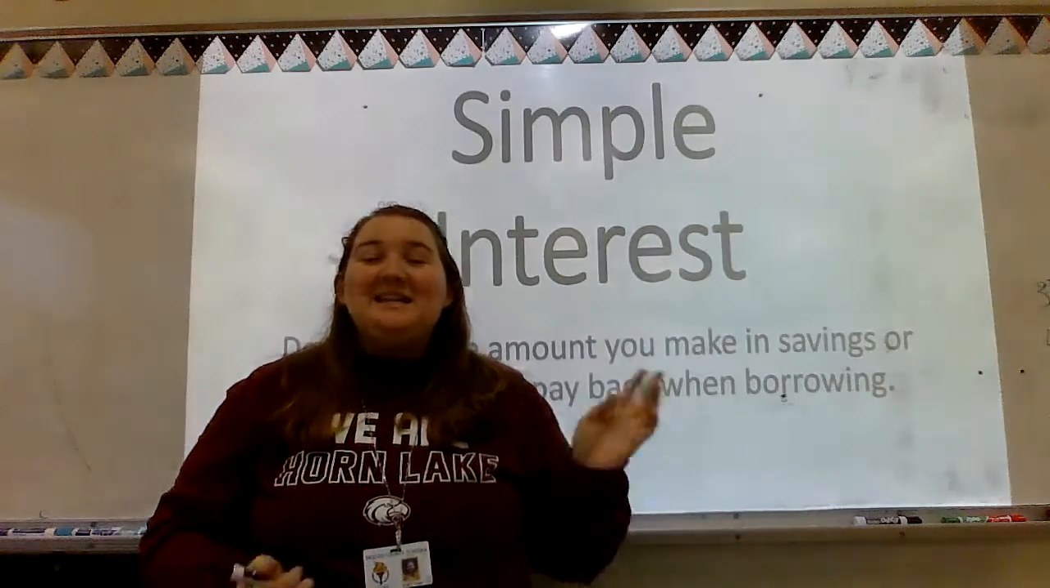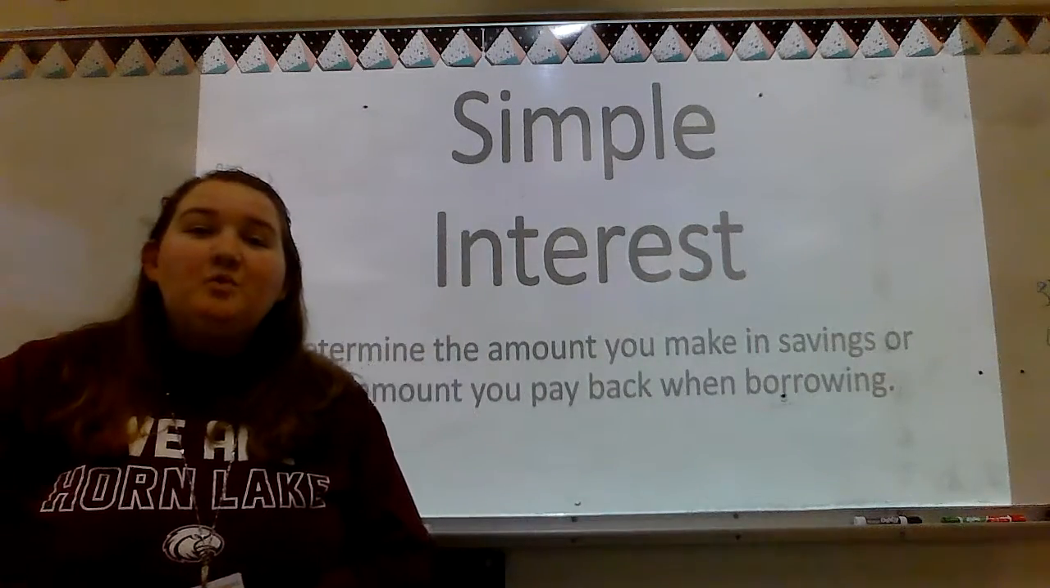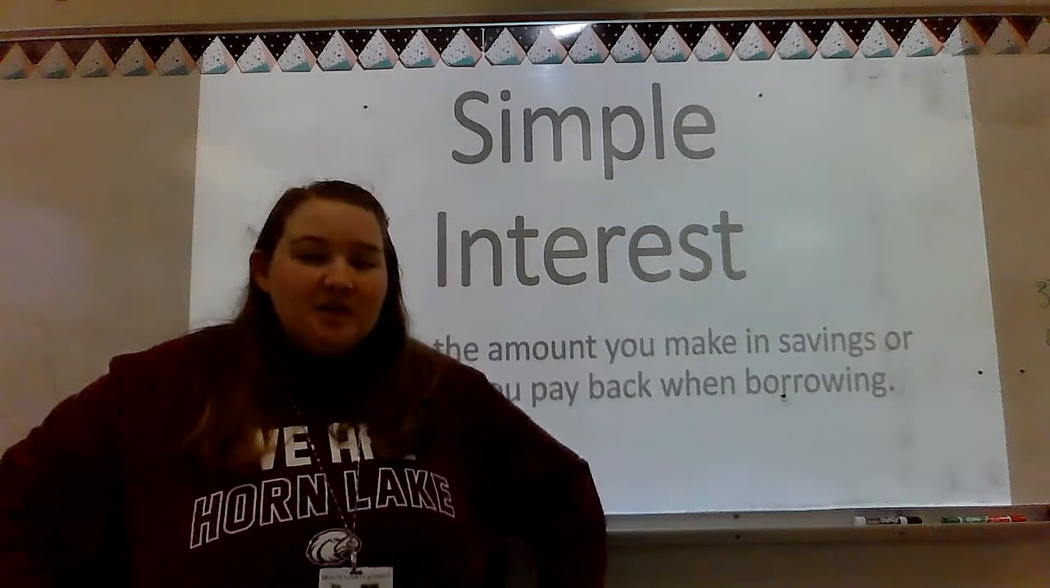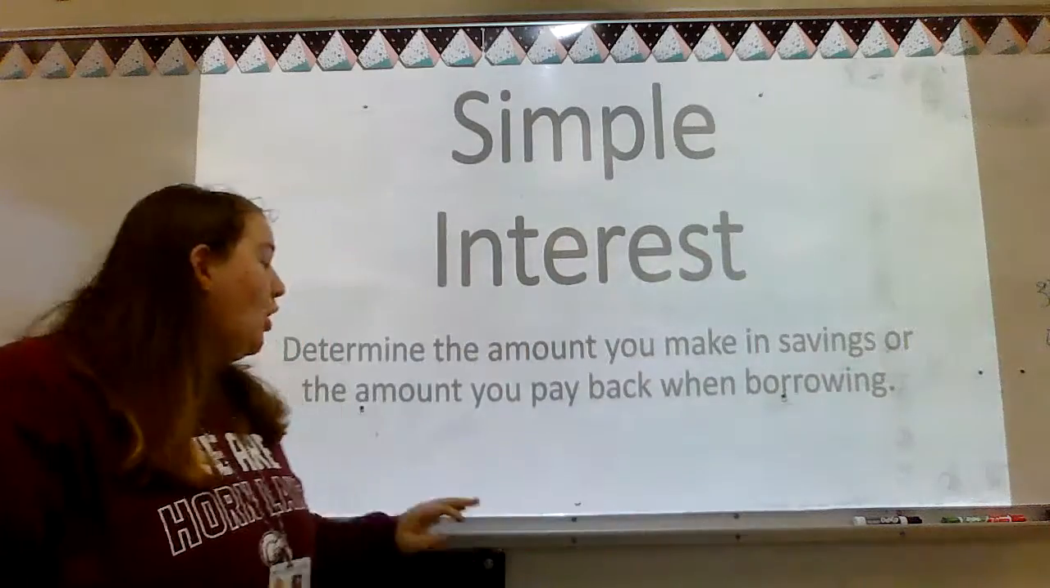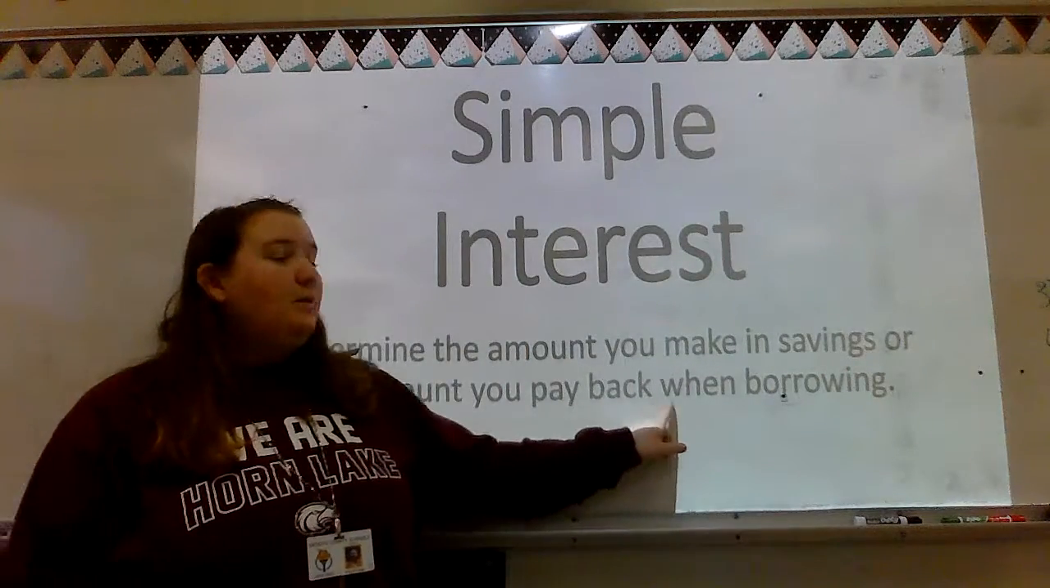So simple means it's not compound or complex, so it's just one formula today. And interest is when you determine the amount you make in savings or the amount you pay back when borrowing.